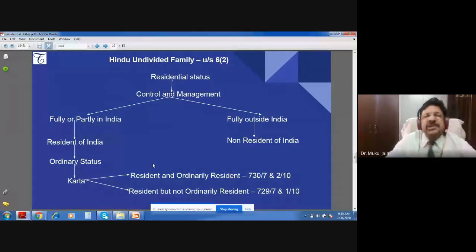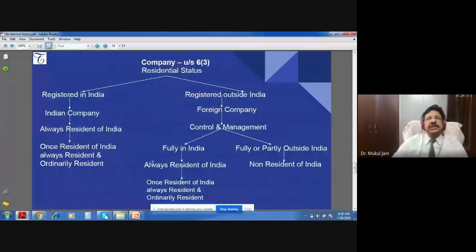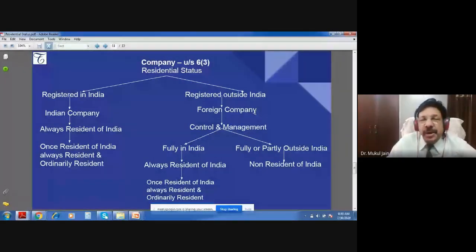As far as company is concerned, the company's residential status will also be determined, whether we will be taxing them according to the Indian laws or not. If a company is registered in India, then it is known as an Indian company. It is as simple as that. If the company has been registered outside India, it is a foreign company. So, for example, Hyundai is registered in South Korea, it's a foreign company. Walmart is a foreign company. Microsoft is a foreign company in India.